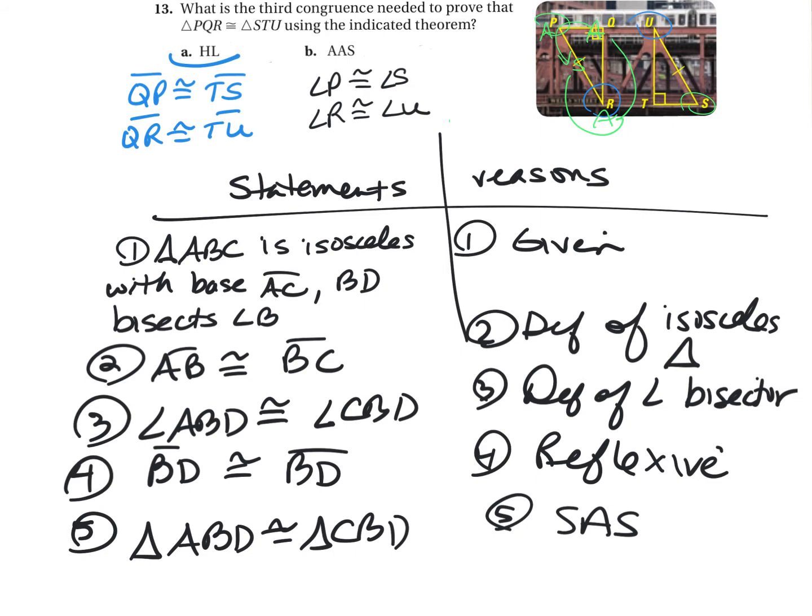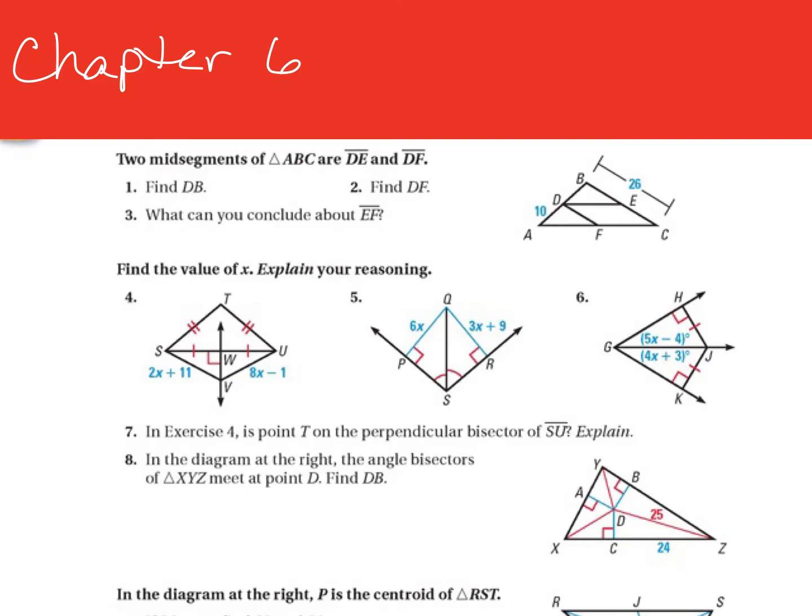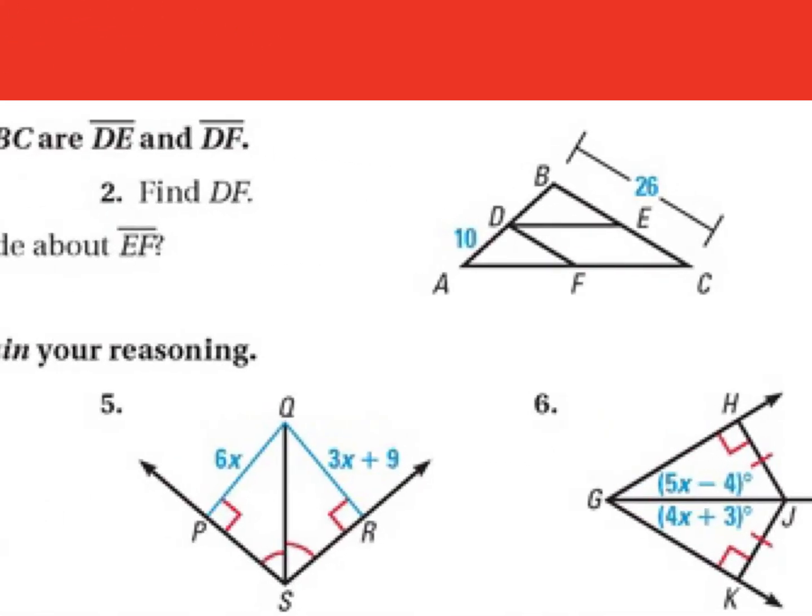Let's go on to chapter 6. So here it says 2 midsegments of triangle ABC are DE and DF. So it wants me to find the length of DB. So remember, point D here is the midpoint. So if this is a midpoint, I know that AD and DB are going to be equal. So this would be 10.